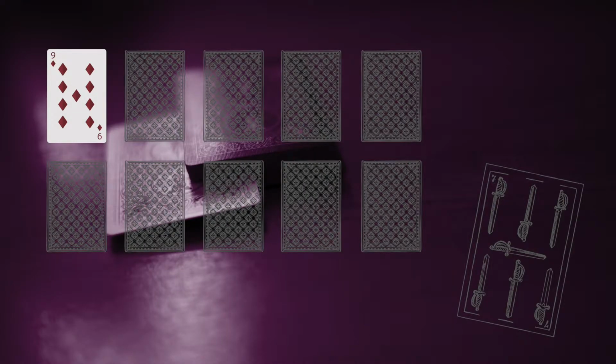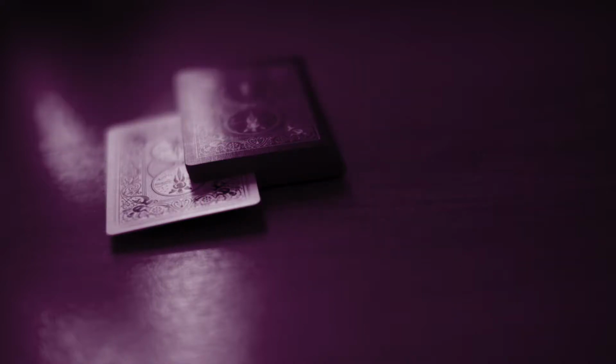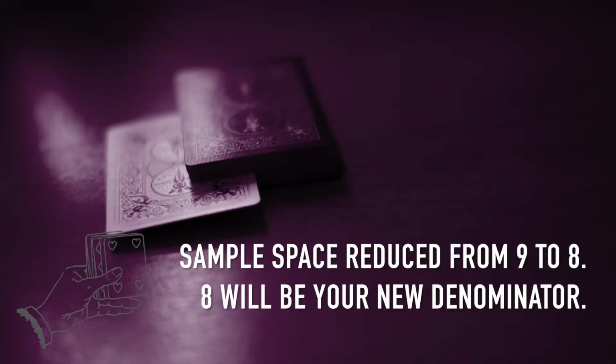Alright, so let's flip over our second card. The second card that I flip over is going to be the 4 of spades. Let's take a moment and fill out our chart. Go to the top of your list where you have your 10 cards and mark out your 4 of spades. So that gives me now a sample space of 8 cards. That will be your new denominator for this row.